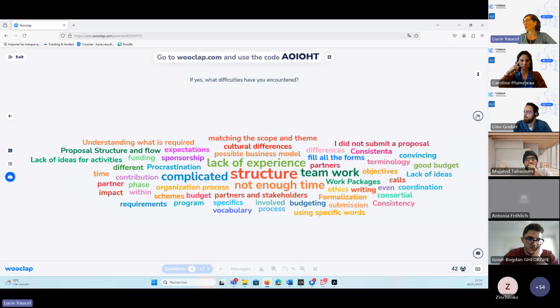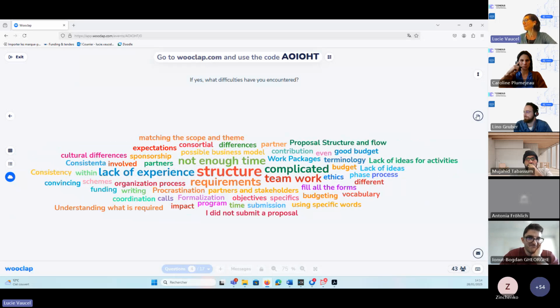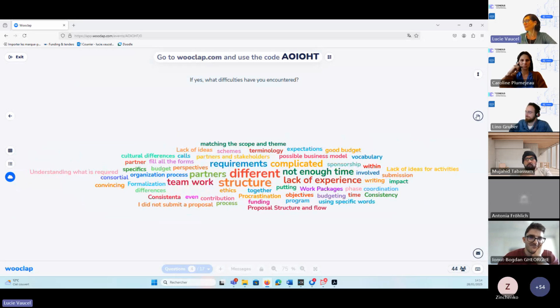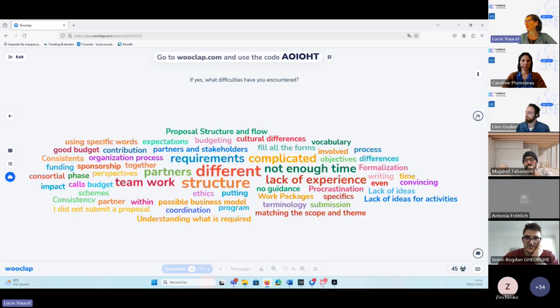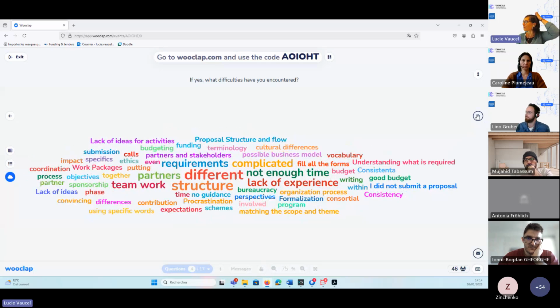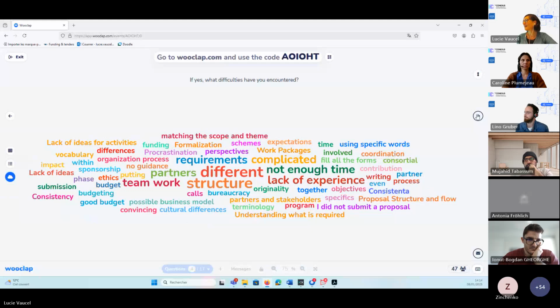Space, time, procrastination. That's fully true. Fill all the forms. Understanding what is required. That's true. Convincing, consortial, possible business model. Expectations. Thank you very much. Nice cloud of words. Using specific words, matching scope and theme, I have already said. No guidance. No, you should have guidance.